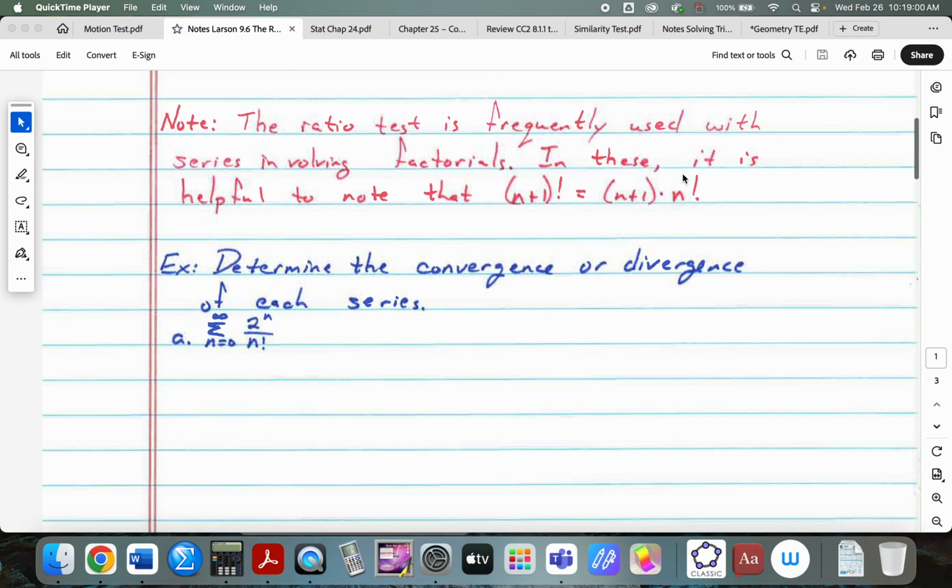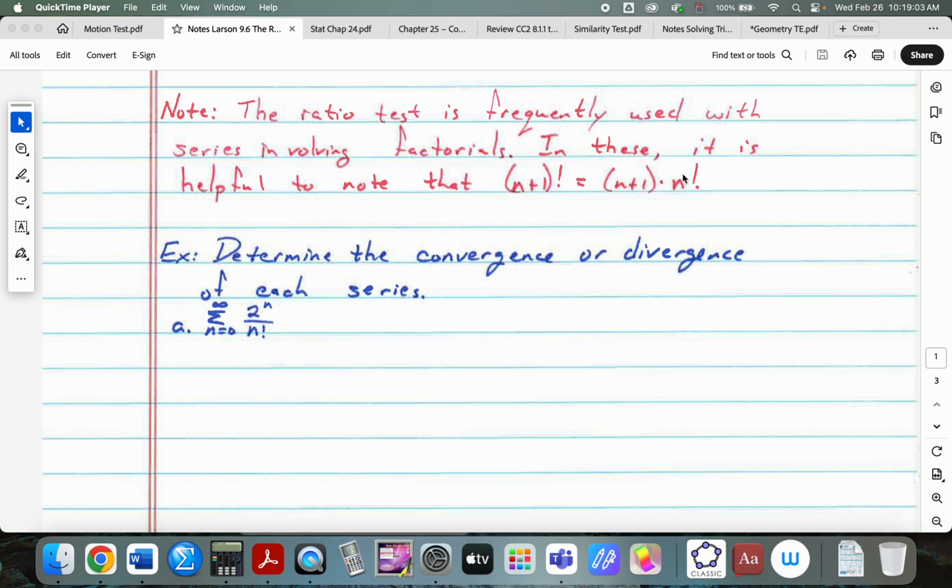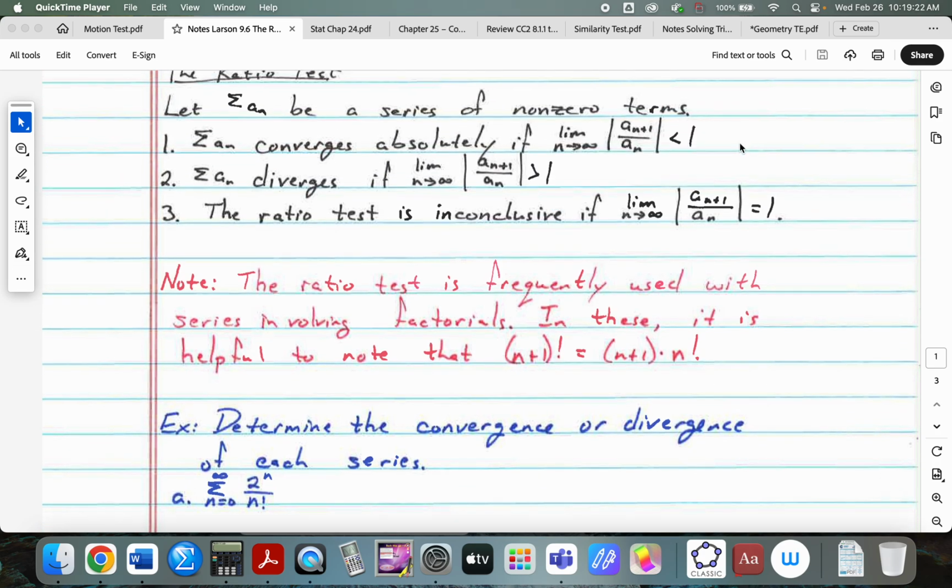So this test is used a bunch when you have factorials. In fact, anytime I have a factorial, my first impulse is to use the ratio test on this. And the reason why is because if you have n plus 1 factorial, which you will because you're going to replace the n with n plus 1, that's equal to n plus 1 times n factorial, which is going to let you cancel some things out.